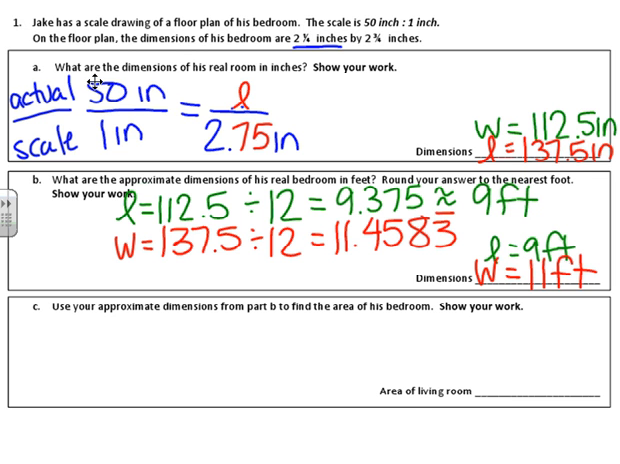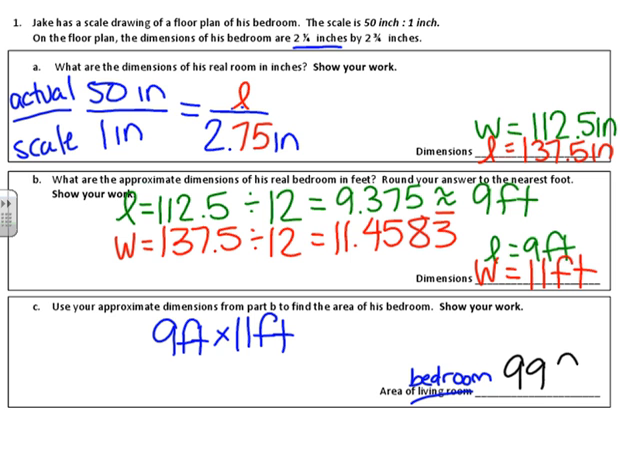And then on part C, I know that there is a typo. Those should both say bedroom. You just need to find the area. So you're going to multiply 9 feet by 11 feet, and that's going to give you a total area of 99 square feet. 99 feet squared.